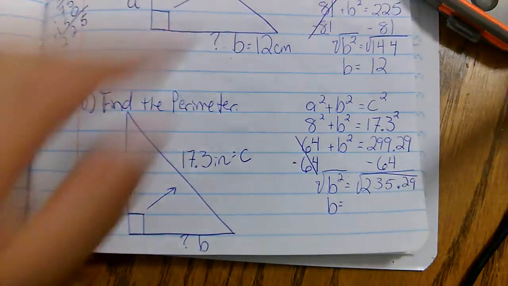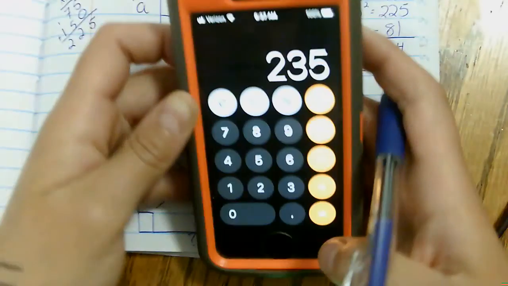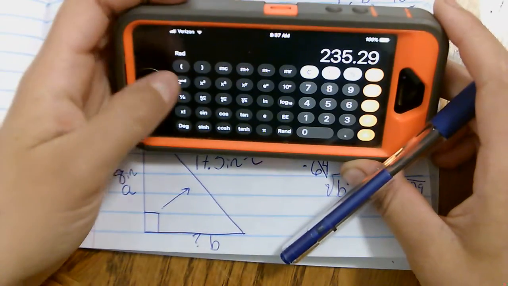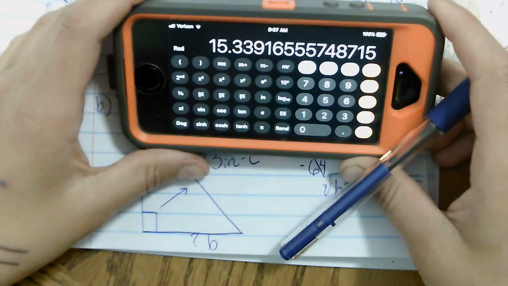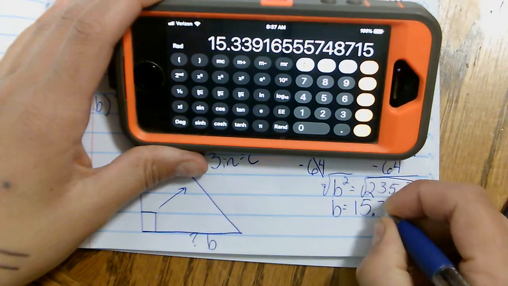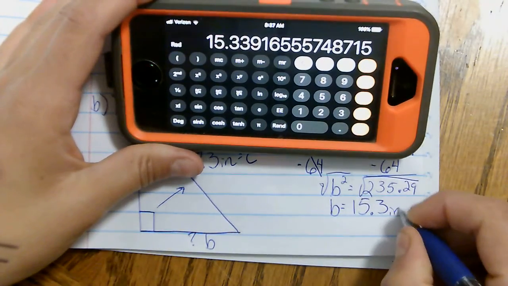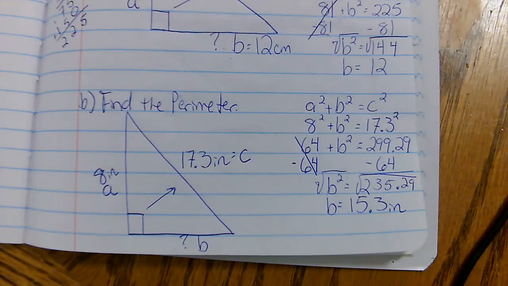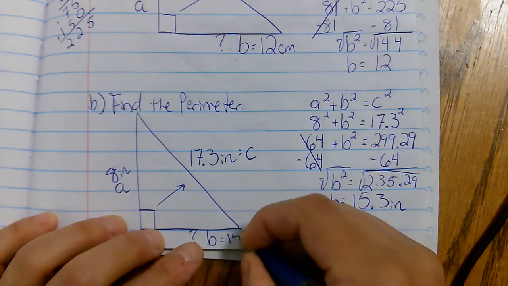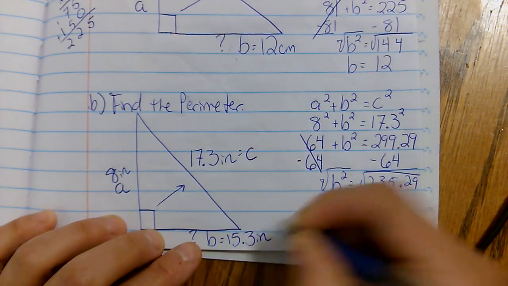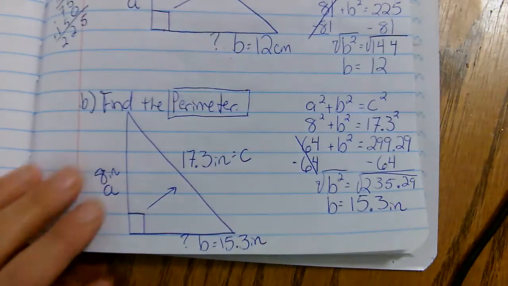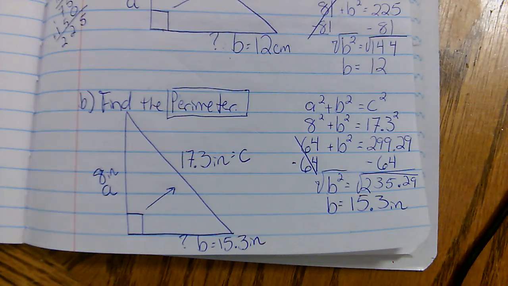235.29, and if I turn this, yep, there's all my different ones, square root. All right, so I get about 15.3. 15.3 inches. Okay, so I have that missing part of my triangle. But what's it asking for? The perimeter. So I'm going to go ahead and add these together.